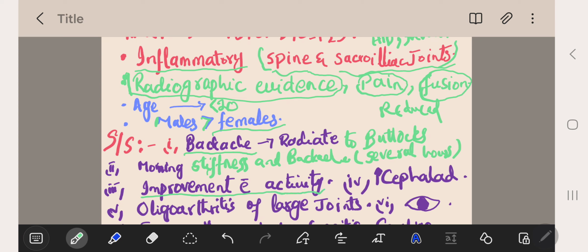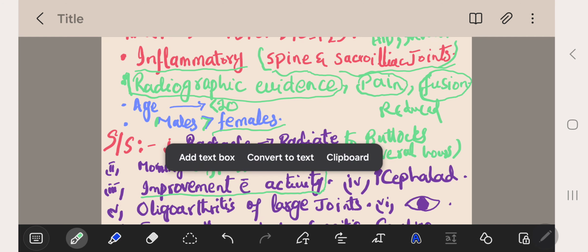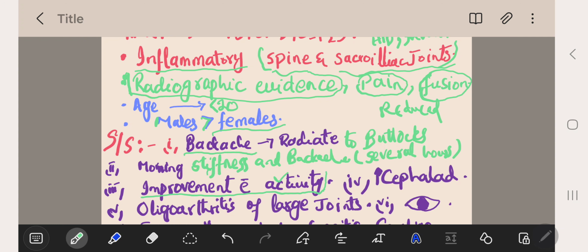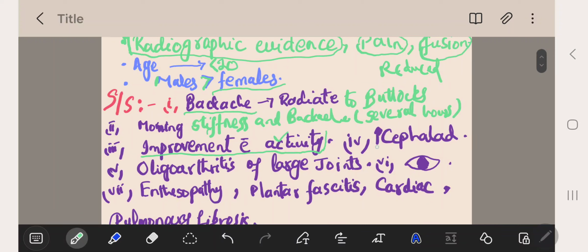That is, you can distinguish it from mechanical causes, because if you have mechanical trauma to the spine, then it worsens with activity, but ankylosing spondylitis improves with activity. Furthermore, when the disease progresses, it progresses in the cephalad direction, that is, after involving the sacroiliac joints, it goes in the upwards direction.